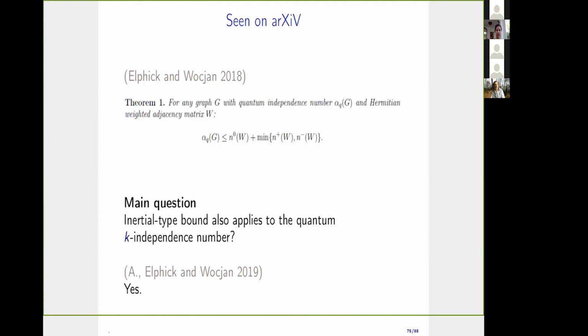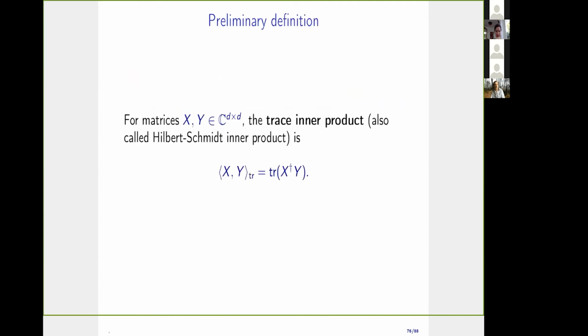The way to prove it is a bit different, because you don't use this Cauchy interlacing or anything I explained until now. You need to go to the projective operators that they use in the quantum graph community. So we need a preliminary definition, which is quite classical: the trace inner product of two complex matrices, also known as the Hilbert-Schmidt inner product. It's just the trace of X transpose conjugate Y.